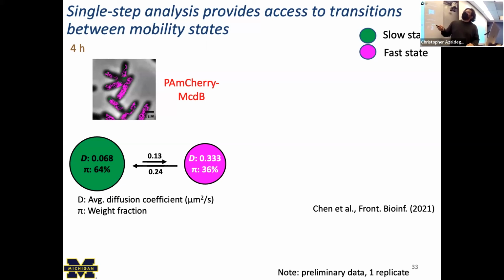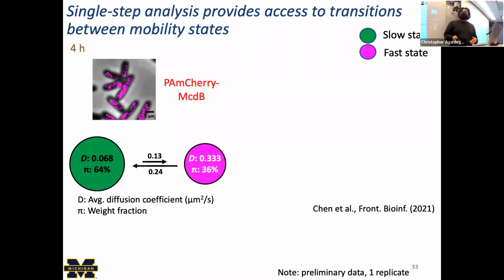And so here we have PAmCherry-McdB at the 4-hour time point. And so we run this Bayesian inference analysis method called no bias, which is some work done by one of my lab mates in the Biteen lab. You see here that our slower state has a diffusion coefficient of around 0.07, which is consistent with the values we were getting earlier, and they're still quite dynamic, even though slow moving. And this is about 64% of the steps in this region. And then we get a fast population that's around 1/3 of the total population that has a diffusion constant that is consistent with freely diffusive proteins in our system.